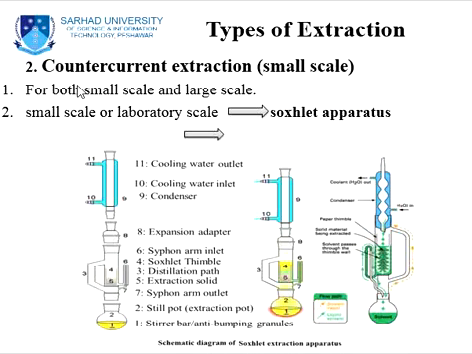Types of extraction: the countercurrent extraction on a small scale. The countercurrent extraction process is done on both small scale and large scale. In this process, the menstruum is repeatedly circulated and passed several times through the crude drug placed in the apparatus. On a small or laboratory scale, the countercurrent extraction is done in a special type of apparatus made of glass called the Soxhlet apparatus, shown in the labelled flow figure below.